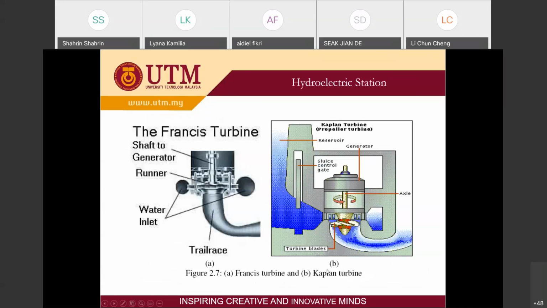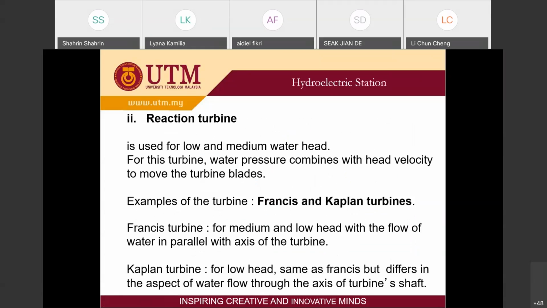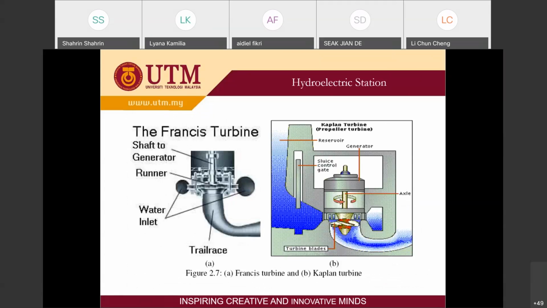As you can see, there is a difference between Pelton, where the position where the turbine is installed is different from the Pelton. The Pelton is installed like this, while the reaction turbines, Francis and Kaplan, are installed like this, horizontal. So the water will flow directly inside this turbine and we will generate electricity.